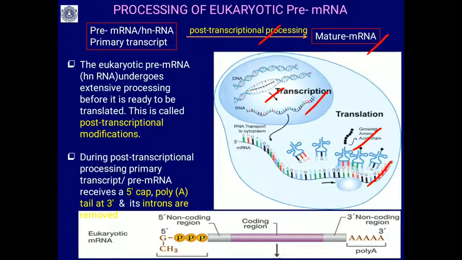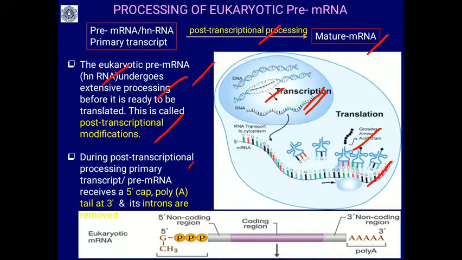So what is this processing? The eukaryotic pre-mRNA, that is the primary transcript before the processing, is called pre-mRNA, or else heterogeneous RNA or heterogeneous mRNA, which undergoes extensive processing before it is ready to be translated. This is called post-transcriptional modification.